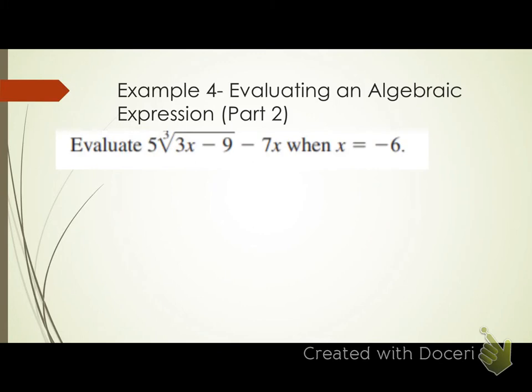Last example. Evaluate 5 times the cube root of 3x minus 9 minus 7x when x equals negative 6. Same concept. What am I doing? Plugging what in where? Negative 6 for x. Very good.